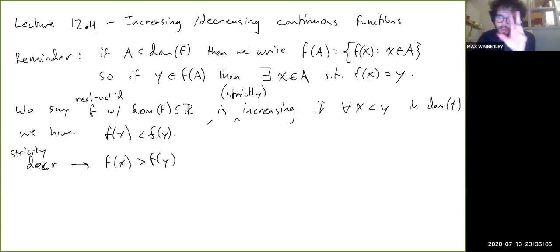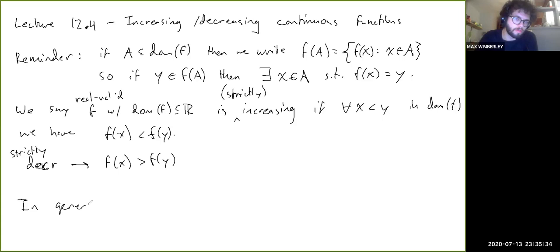Weakly increasing, or just increasing, is probably what saying increasing would refer to by default, although for this conversation we're really only interested in strictly increasing and strictly decreasing functions. For a weakly increasing function, this is just less than or equal to, so it can be constant for certain portions of the domain. But anyway, this is increasing and this is decreasing.